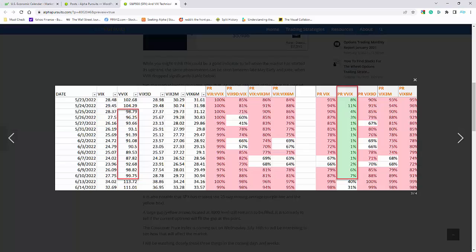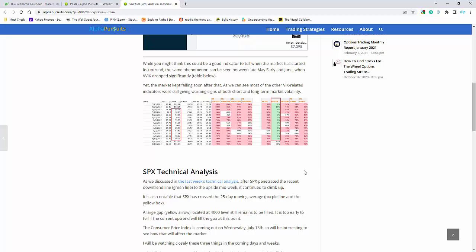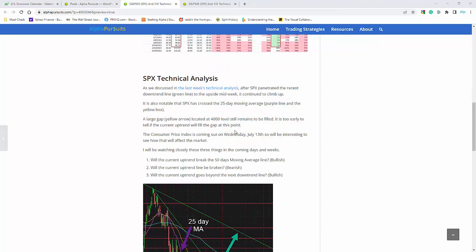Again, another indication of how powerful this could be. Okay, so that is that. Let's move on to XPX analysis. Now let's move on to XPX technical analysis.